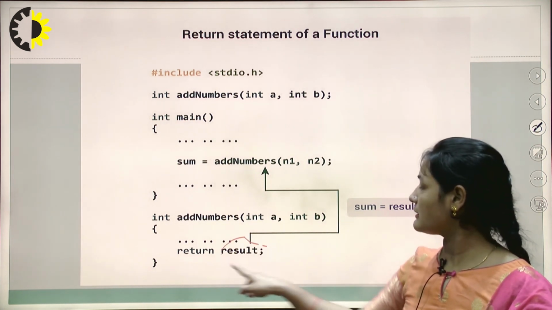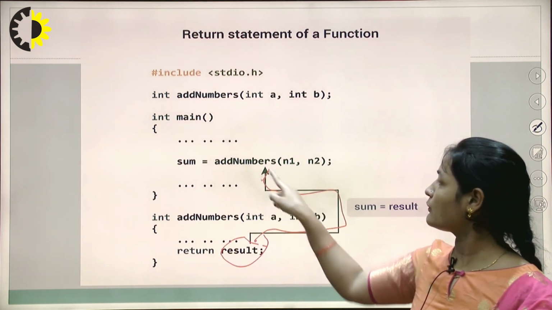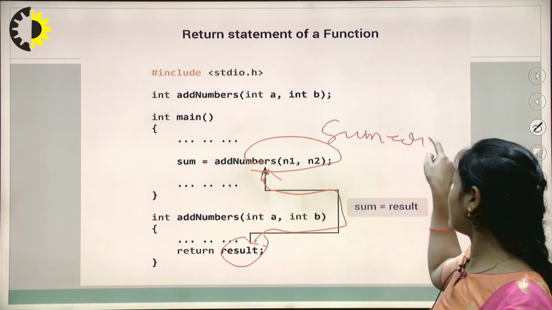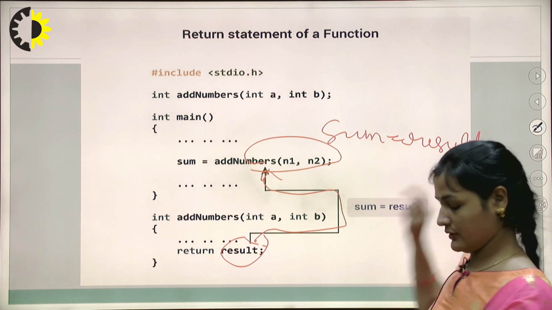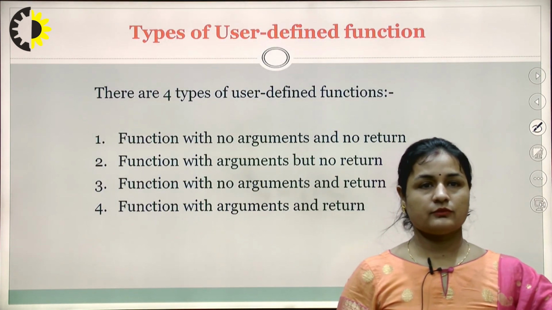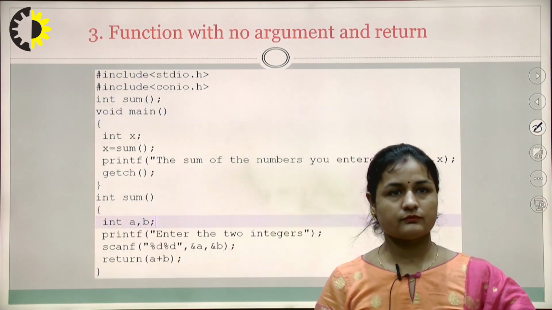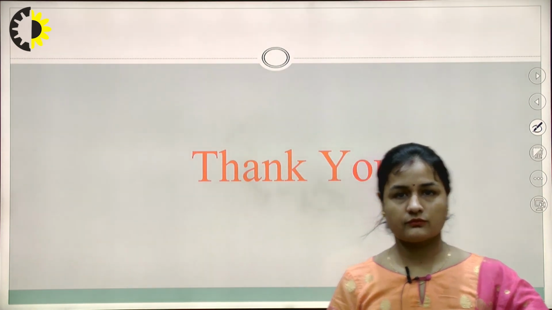When we return the result, the program control will go back to the call, and in sum it will be assigned the result of that function. So this is all about the function. Thank you.